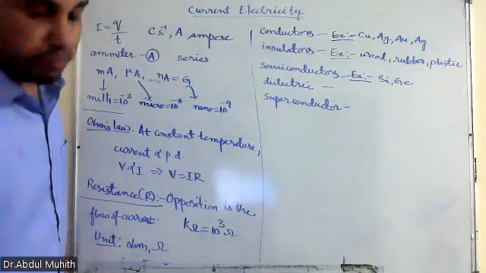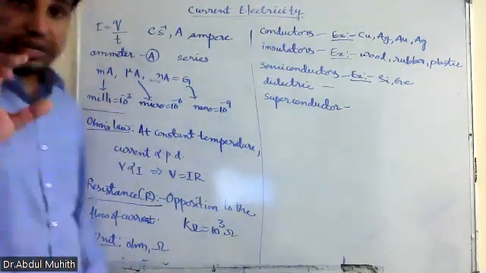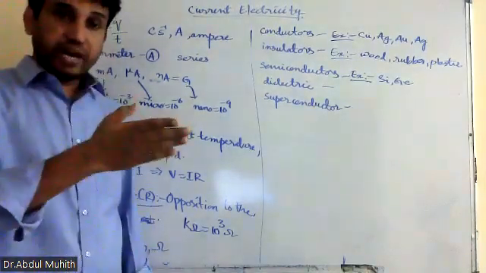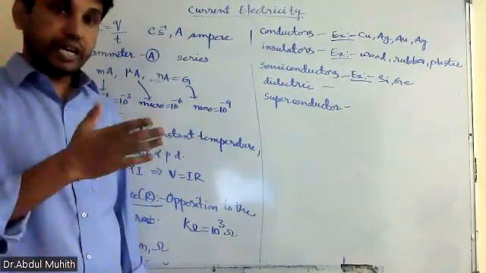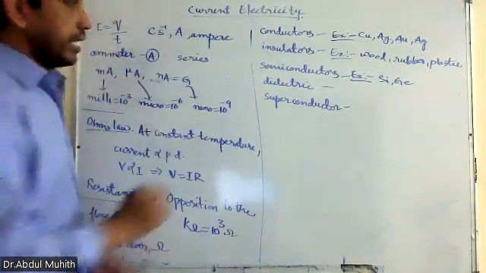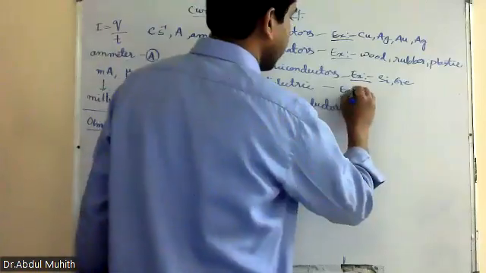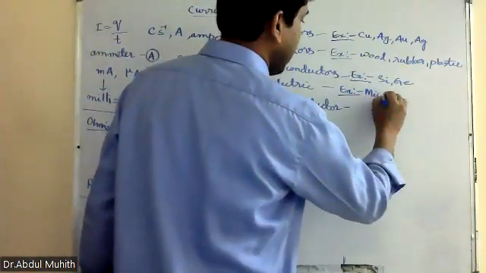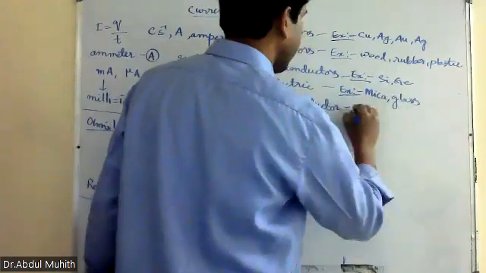Dielectric material means when you place this material in the presence of an electric field, the dipoles will align in the direction of the field. The example for this is what? Glass and mica. Okay, mica and glass. This is the example. What are superconductors then?